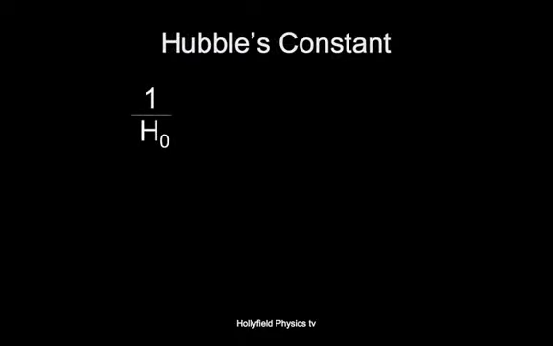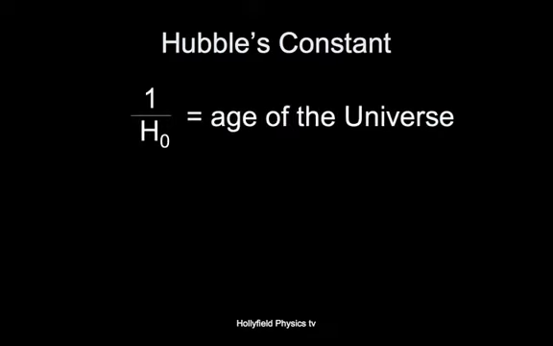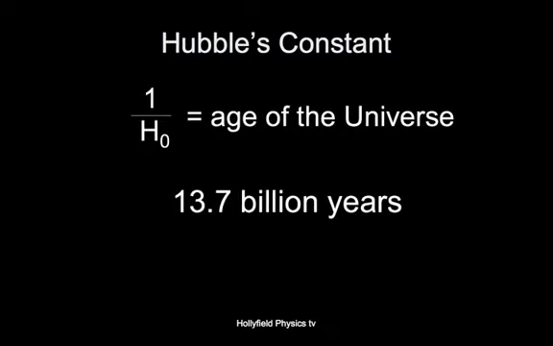If we take the reciprocal of Hubble's constant, that gives us the time since the universe was all in one place. In other words, it gives us the age of the universe. And if we work this out, we take our per second value for the Hubble constant and take the reciprocal. The figure comes out to be 13.7 billion years. That's the time when all of the universe, every single thing in it, was in the same place at the same time. In other words, it was the start of our universe.